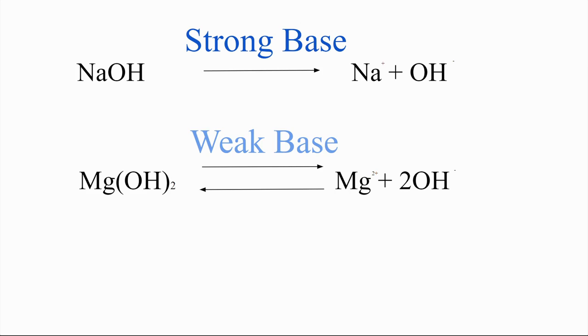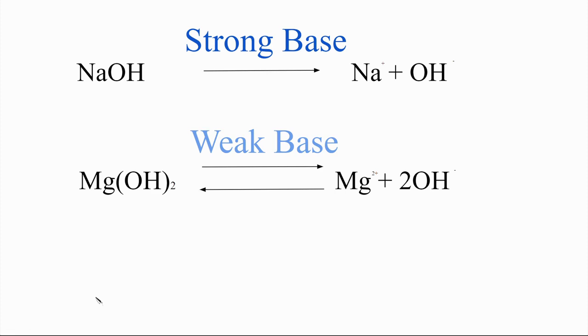As you can see here, there's a single arrow that goes between the strong base and the weak base. That shows us that it will fully dissociate into the water. It won't go back and forth, and so sodium hydroxide will become Na positive and OH negative ions.